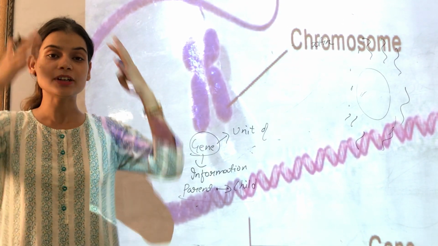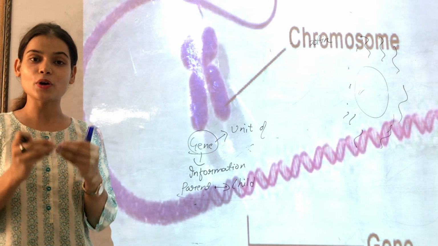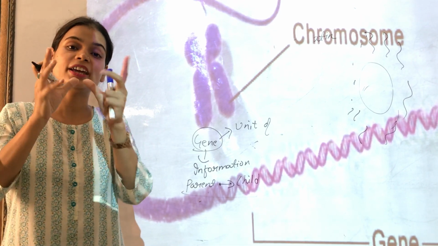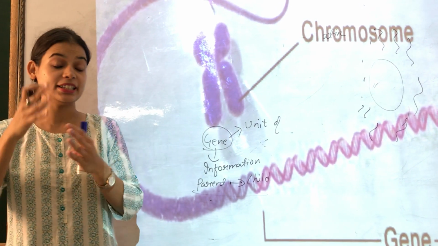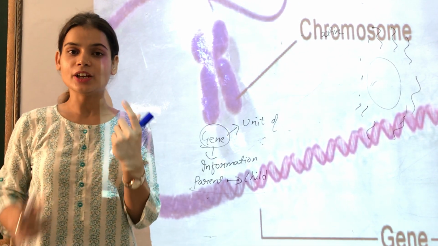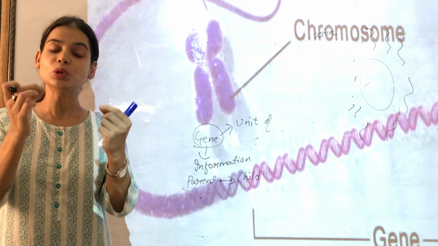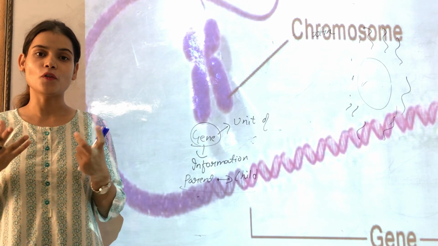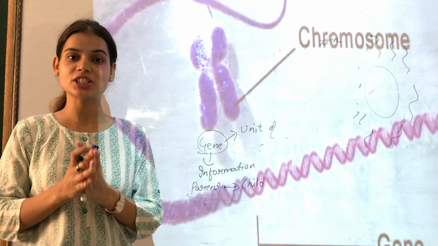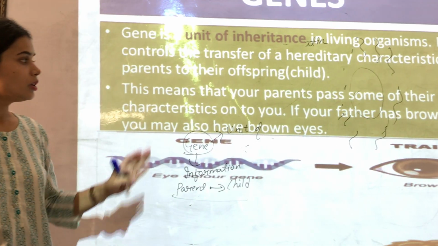If your mother has curly hair, then you might also end up having curly hair. Why? Because of the genes which are present inside the nucleus of the hair cell of your mother, and this information was transferred from your mother to you. So now you can easily tell why nucleus is the brain of the cell, because it contains such beautiful information and it regulates all the functions of a cell. Clear? Now what are genes?